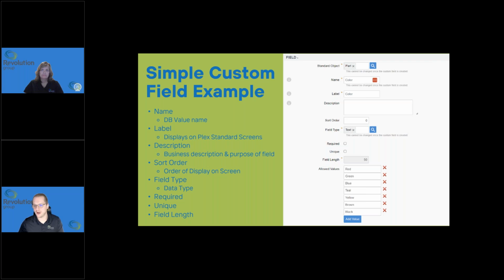We have required, which makes this custom field on that standard Plex object part as a required field that needs to be completed. We have field length, which establishes the minimum, maximum size of the field. For a custom field, that can go all the way out to 500 characters. And it can go down to as few as 1 character in length.